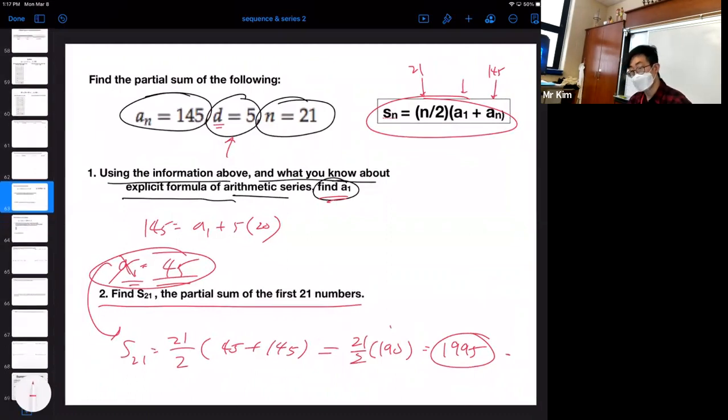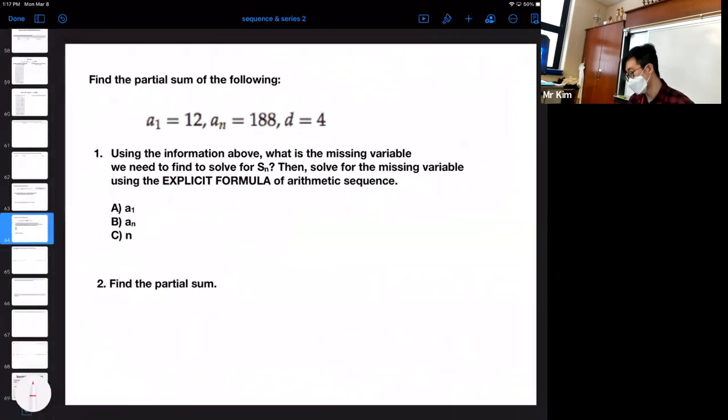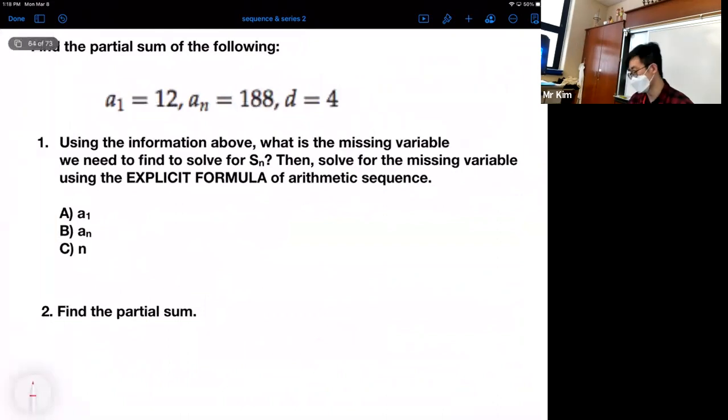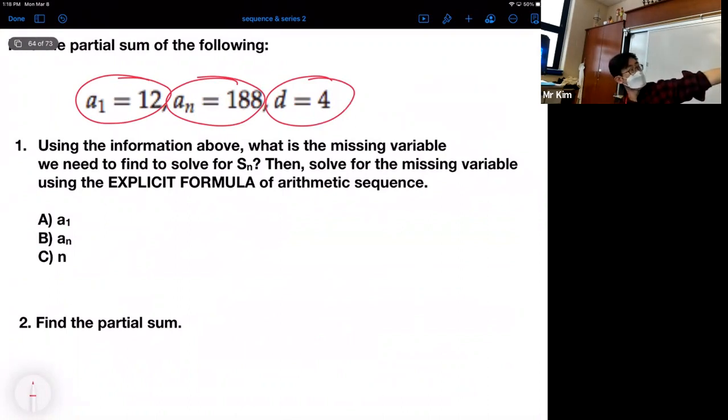Okay, let's try another one. Now I'm gonna put a different twist to it. Okay, let's do this one. So I give you the first term, I give you the last term, and I give you the common difference instead. Using the information above, now everyone just stop writing for a second, just take a look at that and tell me which one am I missing for the summation formula n over 2 times a sub 1 plus a sub n that I should be looking for, Jacob?